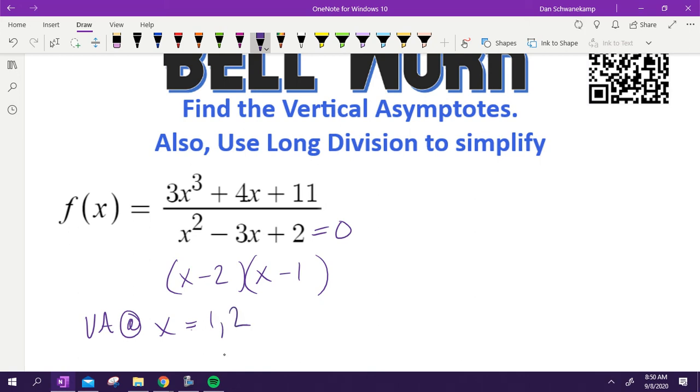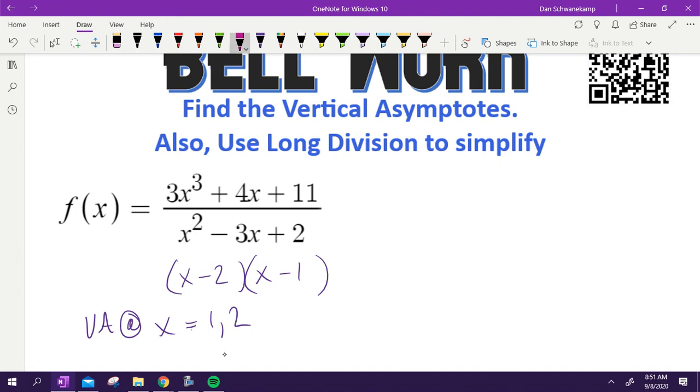How could we quickly tell if those were holes instead of vertical asymptotes? We could plug them in. Holes happen when you get 0 over 0. So right now, we're assuming that we're getting a number over 0. If I plugged in 1 on top, I would not get 0. If I plugged in 2 on top, I wouldn't get 0. But if I were to get 0 over 0, it's because a factor is the same on top and bottom. Okay, but that is not happening here. Those are just vertical asymptotes, so we're good.